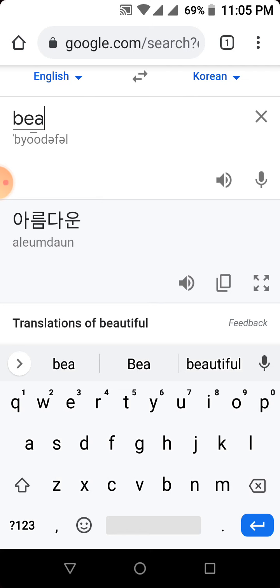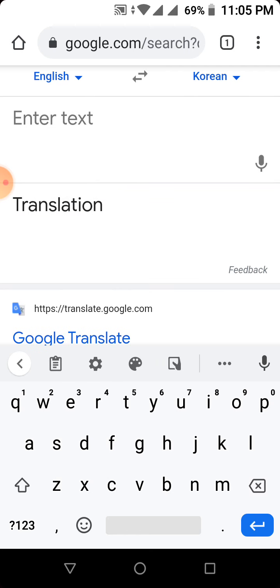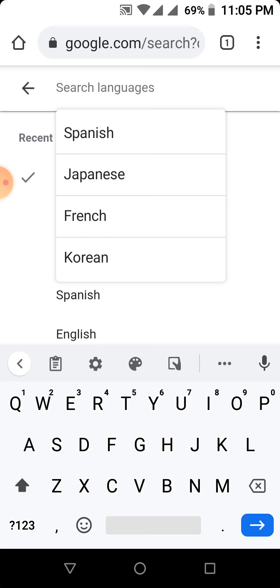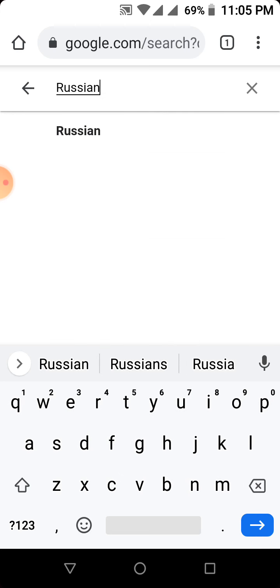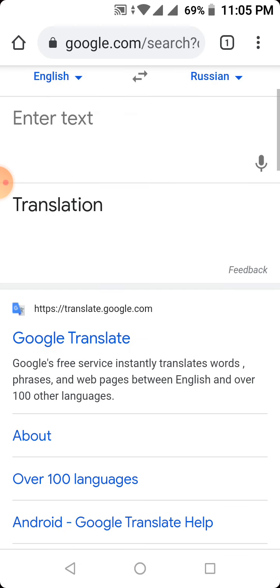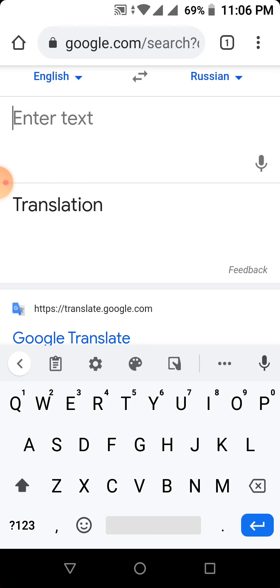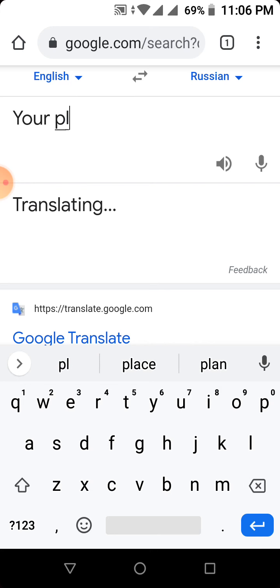So let's move on. Let's change again. From Korean, we will change it to our next language, which is Russian. So we already have 5. Namely, we have Spanish, Japanese, French, Korean, and this is our 5th language to be learned, and it's Russian. So English to Russian, again same process with that. We're going to type your place is beautiful.